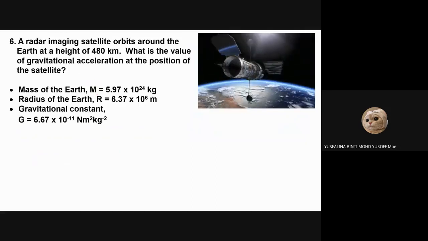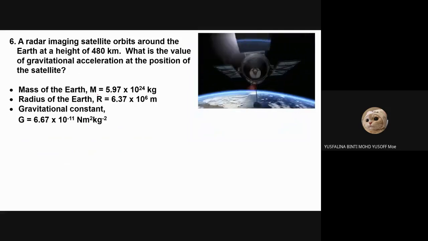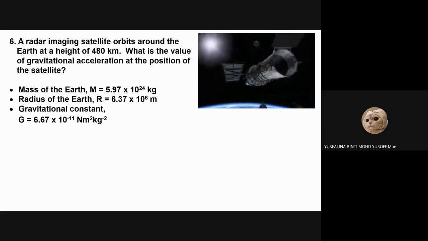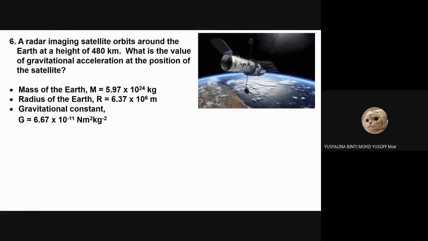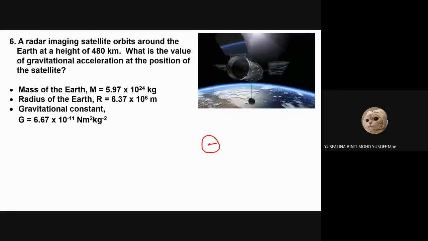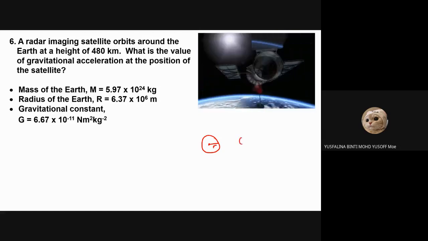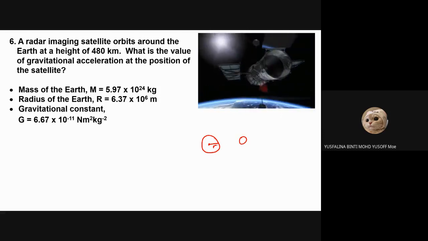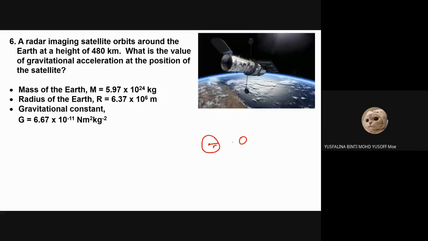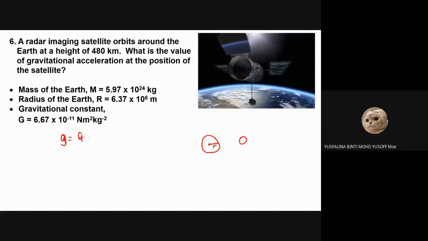Okay, so let's say for this one, a radar imaging satellite orbits around the Earth at the height of 480 kilometers. So what is the value of the gravitational acceleration at the position of the satellite? Okay, so this one you have to remember, our R is only from here to here, right? But now the satellite is in outer space here. So you need to add something to the R before you use this formula.